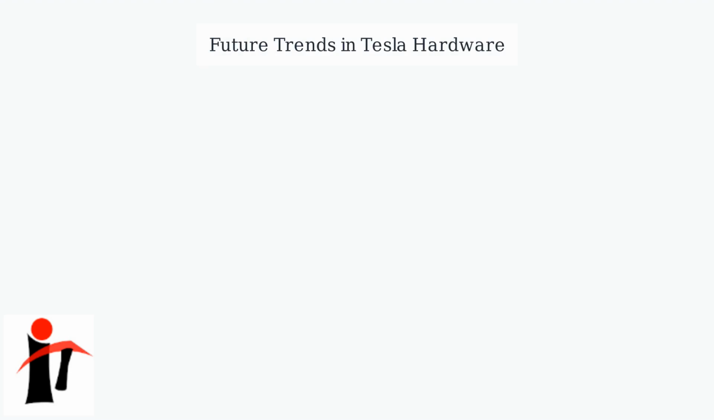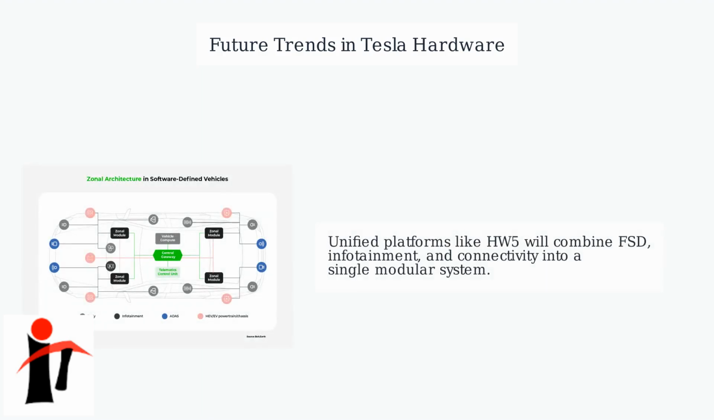Tesla is rapidly evolving its hardware architecture, moving toward unified platforms that integrate multiple vehicle systems into cohesive, modular designs. The rumored HW5 platform represents Tesla's next generation, combining autonomous driving, entertainment, and network connectivity into one integrated system. This modular approach reduces complexity and improves scalability.